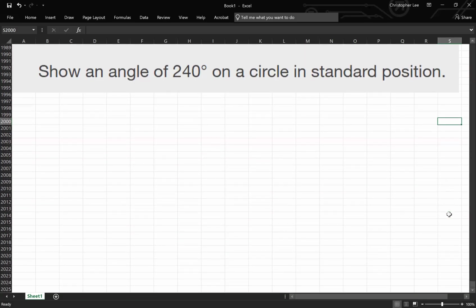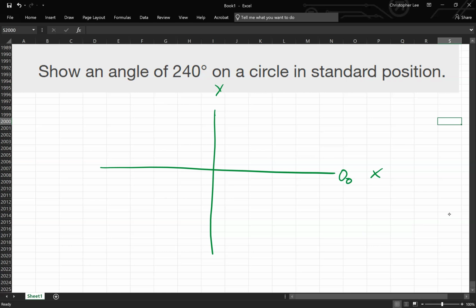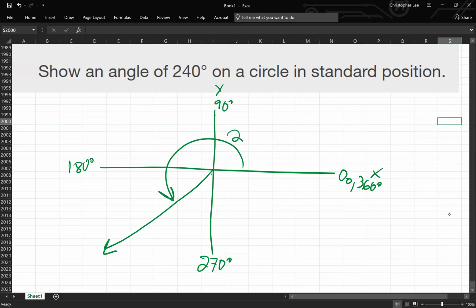All right, so let's do this one, right? So there we go. This is X and Y. This is 0 degrees, 90 degrees, 180 degrees, 270 degrees, and then 360 degrees. They asked me for 240. Which quadrant am I in? Third quadrant, right? There we go. Boom. It's 240 degrees.